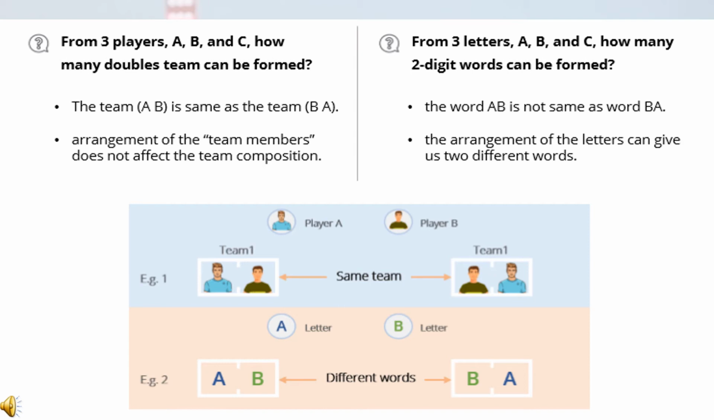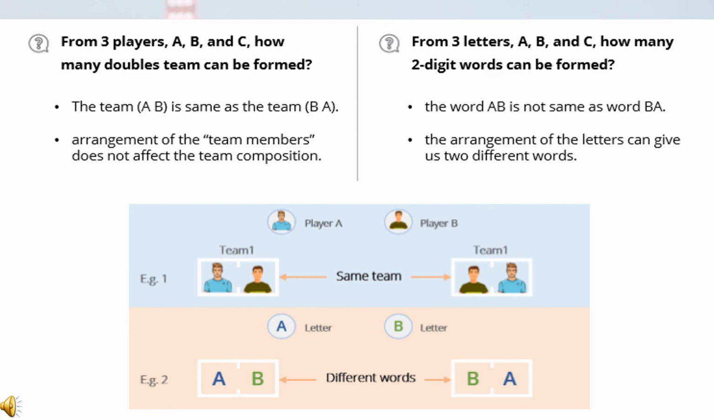But if you consider the second example, here if you select AB as a word and BA as a word, both are different. We should count two words, AB and BA. They are not same. So here order matters. That means you should go for permutation. So you have to check in which type of questions order matters. If order matters, then go for permutation, and if order doesn't matter, go for combination.